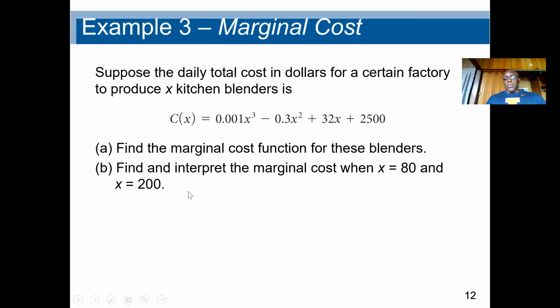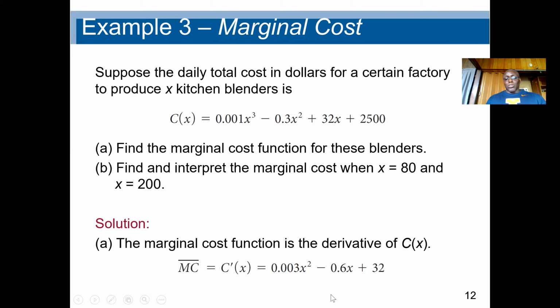So let's do the first part. We compute the derivative with the derivative rules. So let's look at this function. We have the power rule here. It will be 3 times 0.001, so that will give me 0.003x squared, because 3 minus 1 is 2. Minus 2 times 0.3, that will give me 0.6x, 2 minus 1, so 0.6x. And this will give me 32. And then we know the derivative of a constant value is 0.